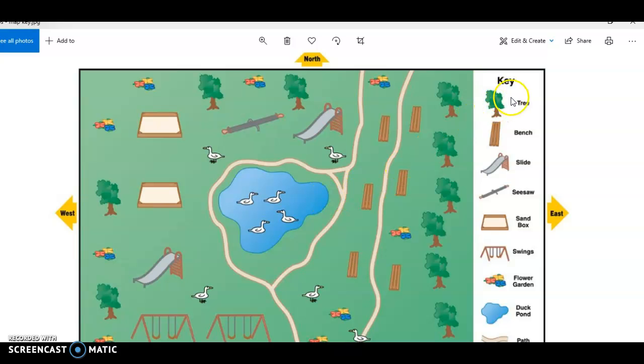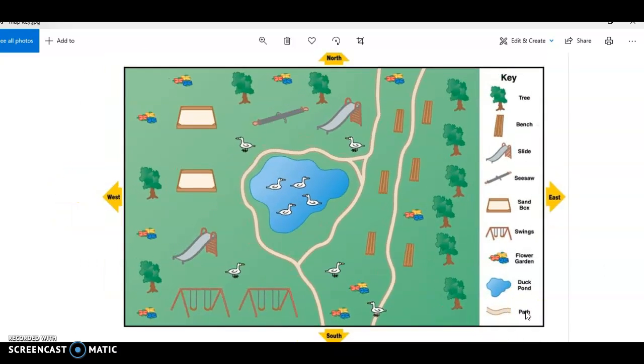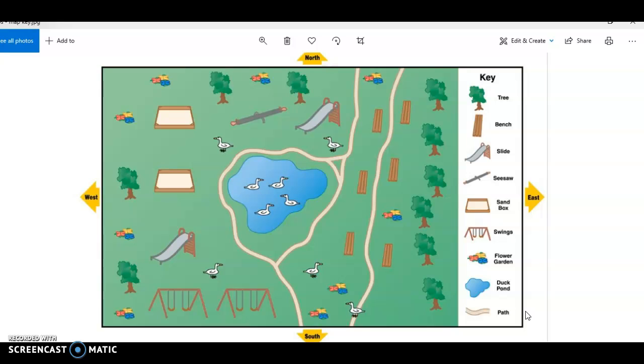So if we see this symbol or this drawing, it means that it's a tree. If we see this drawing, that means it's a bench. If we see a drawing like this, slide; this, seesaw; this drawing means a sandbox. This drawing means swings, flower, duck pond, and path. So the map key helps to tell you what the symbols on the map mean.